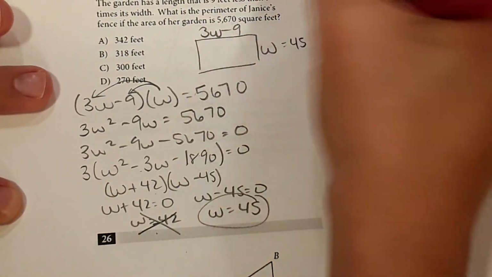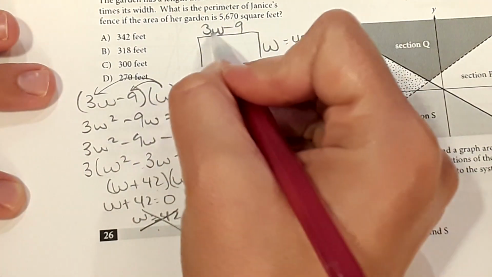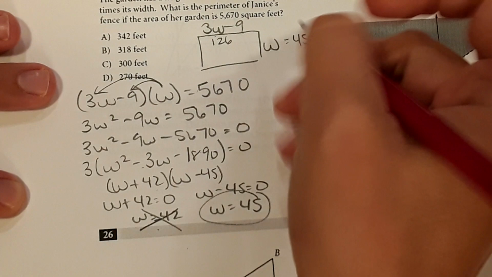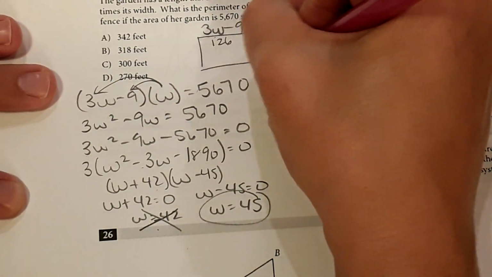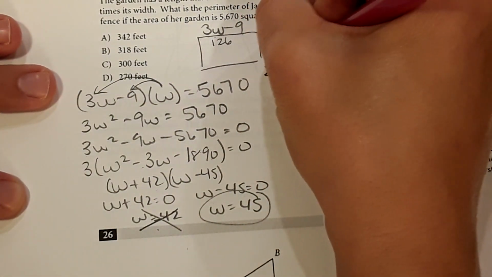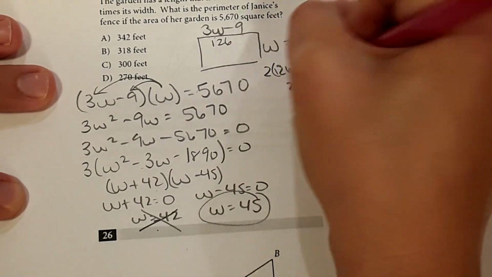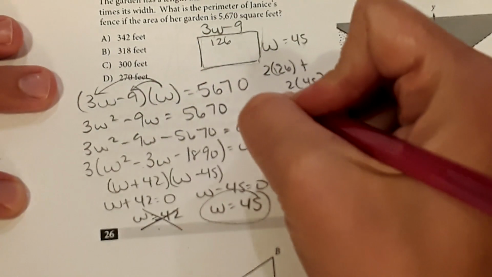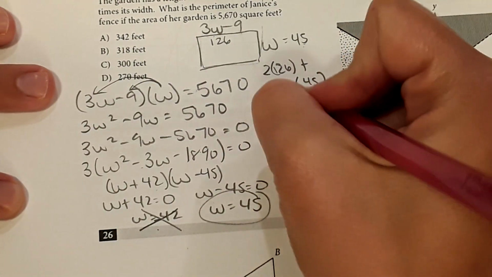of 45. Now we can take w and plug it into this expression here, and we get 126. And then to find the perimeter, you can add or do 2 times 126 plus 2 times 45 to get the entire length around that rectangle, and it comes out to 342 feet.